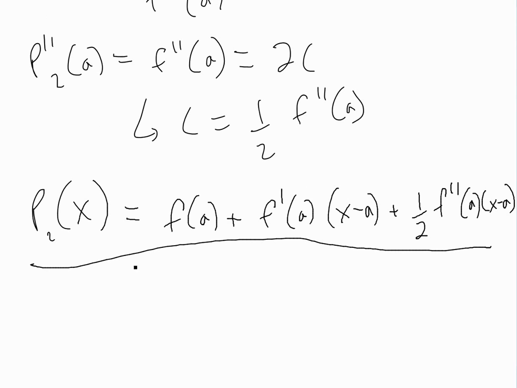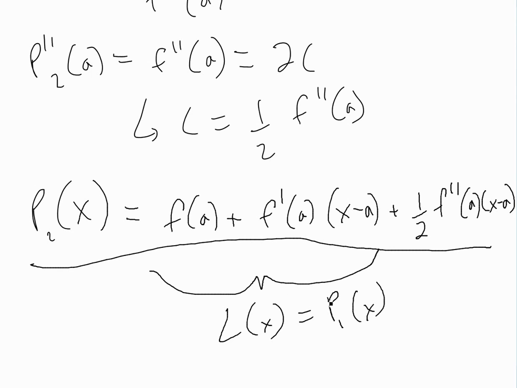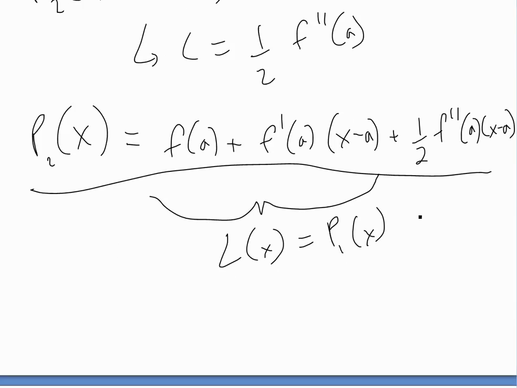And as you can see, if you just look at the first two terms, this is just a linear approximation. This is just L of x, or if we write it, P1 of x. So this is all we've got to do here. But now if we want to go further, that's our approximation there.